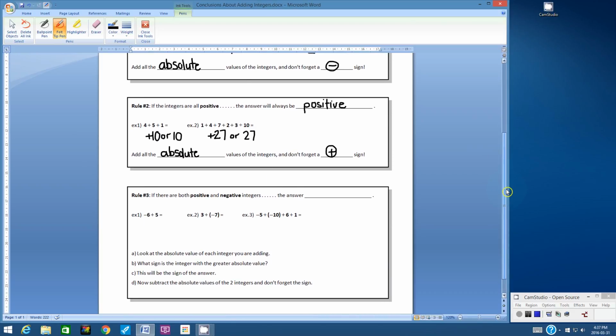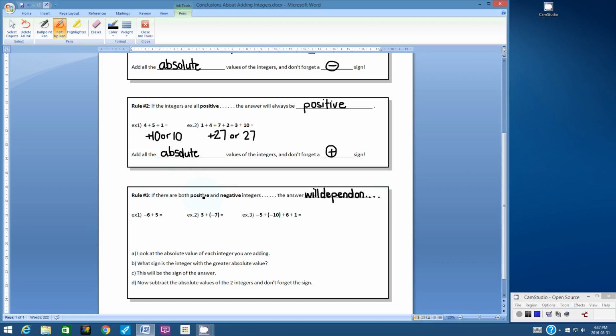So let's look at the challenging rule. Rule number three. If there are both positive and negative integers, and there usually are, then the answer will depend on. So this is what I mean.